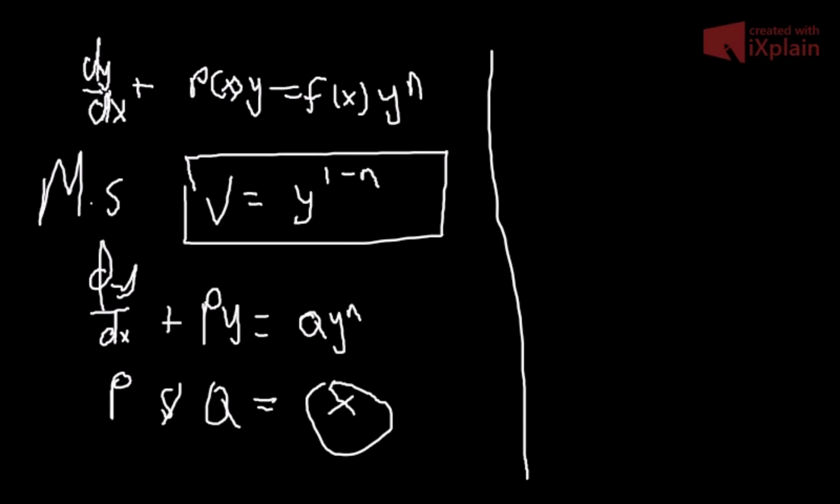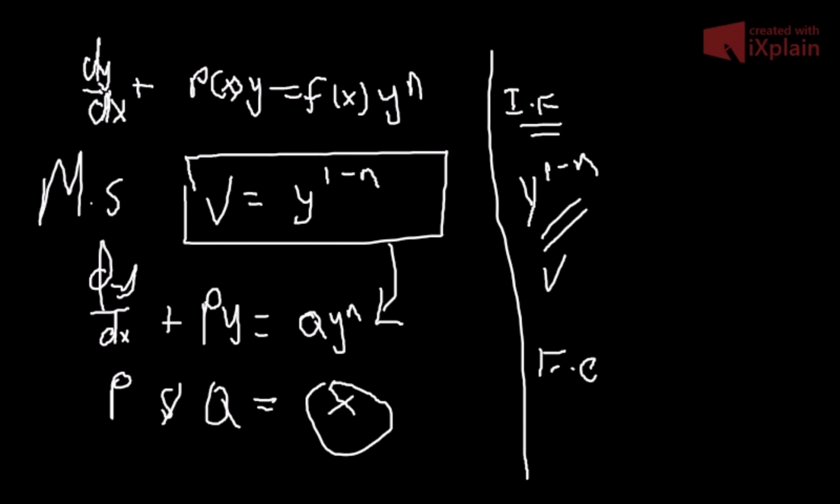After converting this Bernoulli to linear form, we now have to find our integrating factor, and then we solve for linear. Then after that, we have to substitute y to the power 1 minus n back for v. Then we write our final equation in terms of y and x. Right. So with that being said, I need to do an example for you so that you can understand it better. Right. Example number 1.